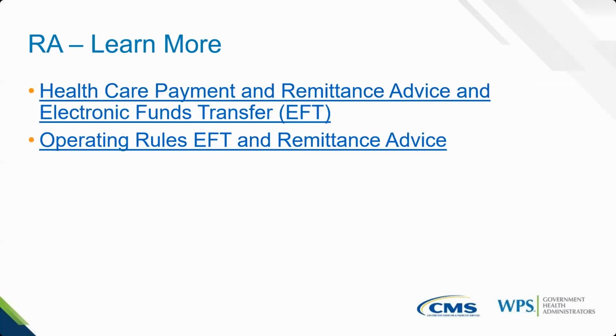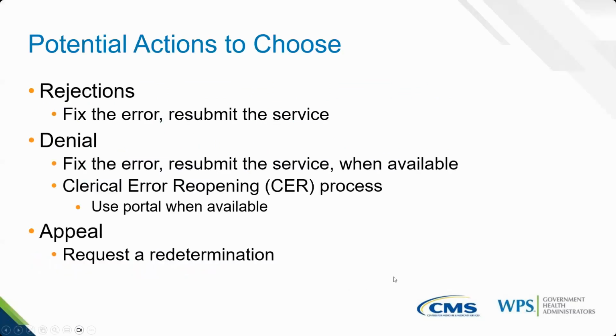there are a couple of great resources I've included here on this slide if you would like to look at that information in greater detail. And both of these are resources that are available on the CMS website. Next, I want to talk about whether you need to correct or appeal the MAC's decision to pay or deny a claim. After reviewing the remittance advice, providers will need to choose an action to take. For an unprocessable or rejected claim, you'll need to fix the error and resubmit the claim to Medicare.